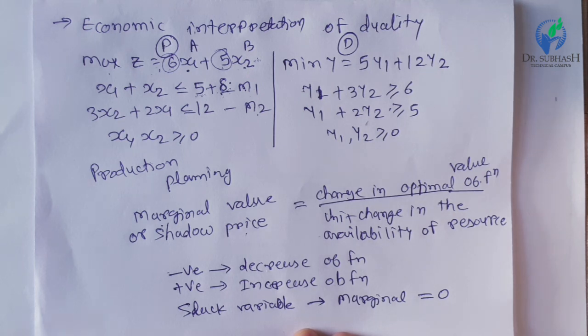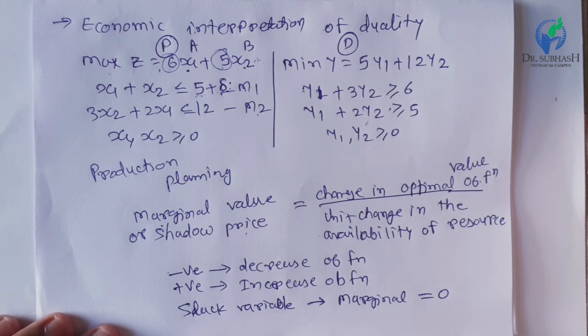So this is duality, the problem of duality, how to convert a primal problem into the dual, and what is the economic interpretation of this duality. It is nothing but the comparison of shadow price with the marginal value.